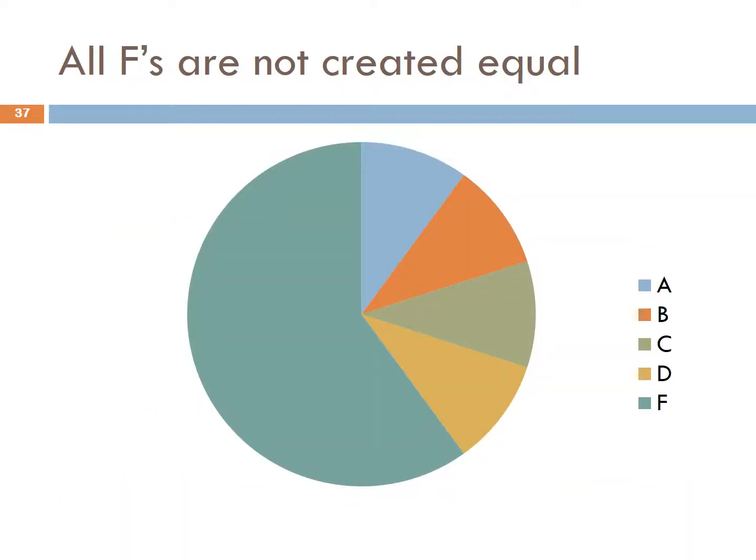All F's are not created equal. I repeat this slide to emphasize the disproportionate weight of F in the 0 to 100 scale. F has a range of 60 points when F equals 0 to 59. All other grades only have a range of 10 points.